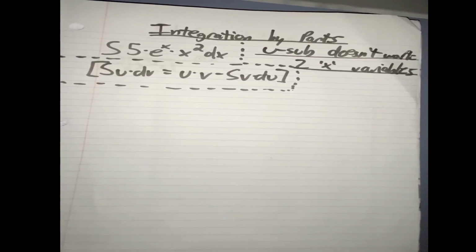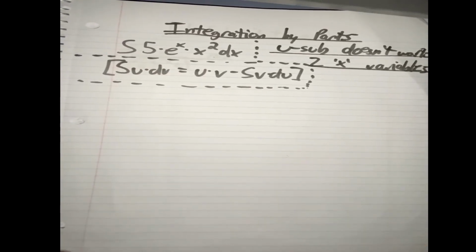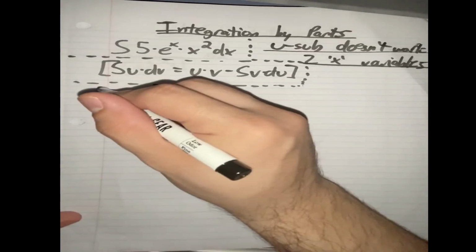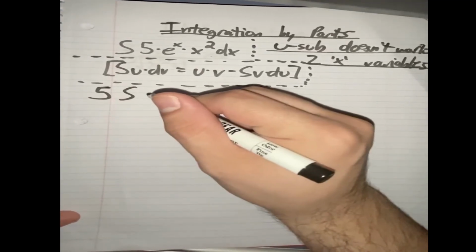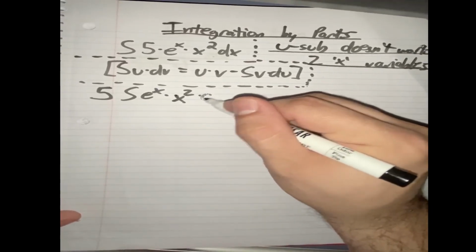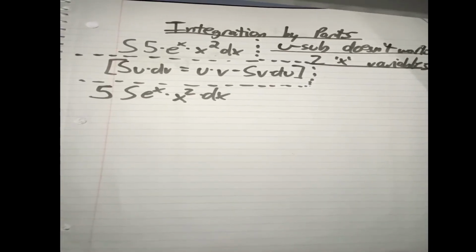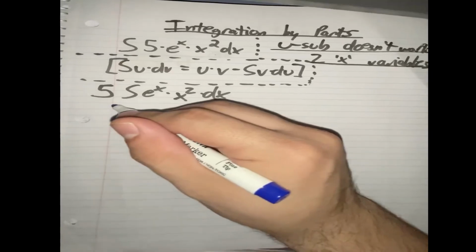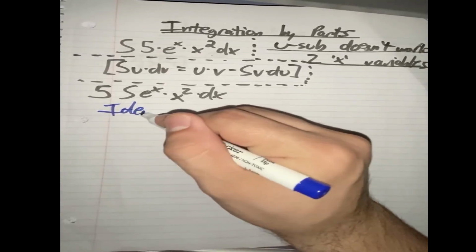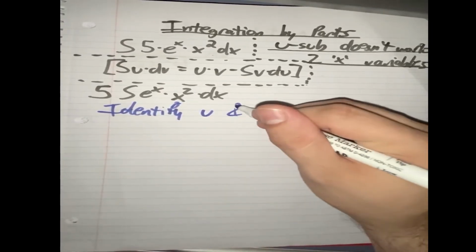The first thing we're going to do is very simple. All we're going to do is pull a constant out. This 5, we're going to pull out of the integral sign because it doesn't help us solve this integral. So 5 integral e to the x times x squared times dx. Now the next step is to identify u and dv.